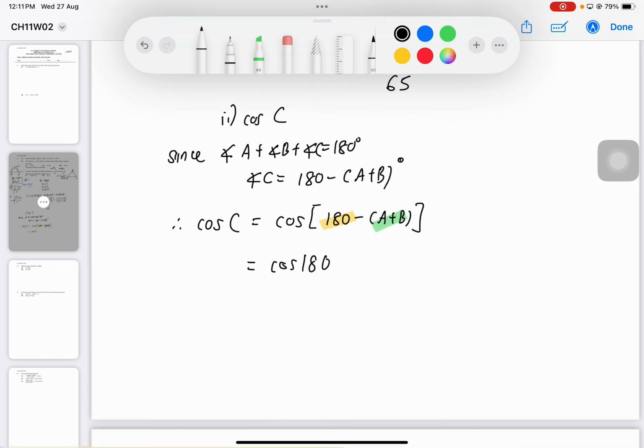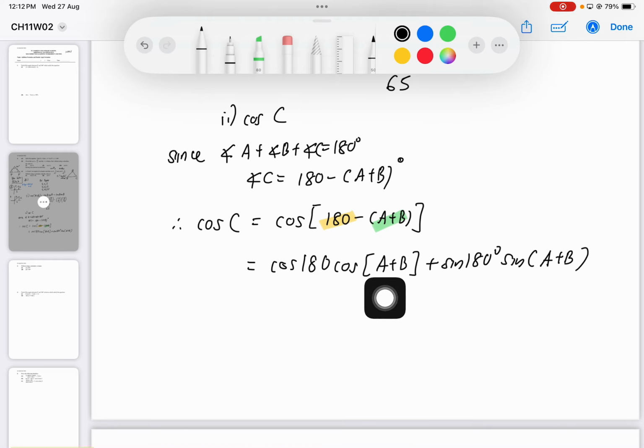Cos 180 cos A plus B plus sine 180 sine A plus B. You can see it. This is cos A cos B plus sine A sine B. Okay, you all look like deep in thought. I am using this. Okay, maybe I don't use A minus B. I use X minus Y. Do you see this as this?